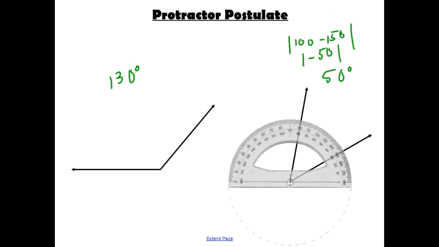Now we're going to get the exact same measure if you use the inside set of numbers. We have 80 and 30. So if you take the absolute value of 80 minus 30, then you end up with the absolute value of 50, which again is 50 degrees. So if you ever have to measure an angle with a protractor, this is how you would do it.